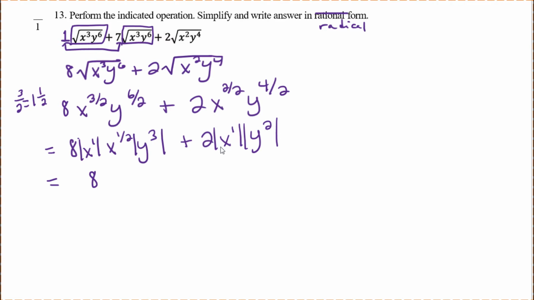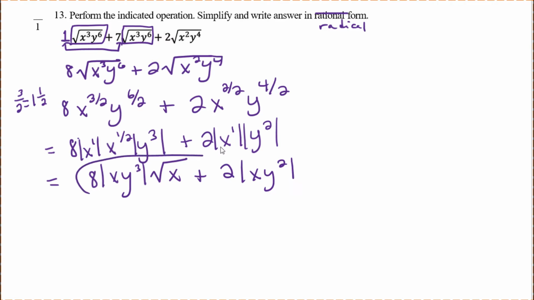So we have 8 absolute value of xy to the 3rd. Now x to the 1/2 is the same thing as square root, power over index, okay? The power over index there, 1/2 power. And then 2 absolute value xy squared. All right, and we'll just leave it like that.